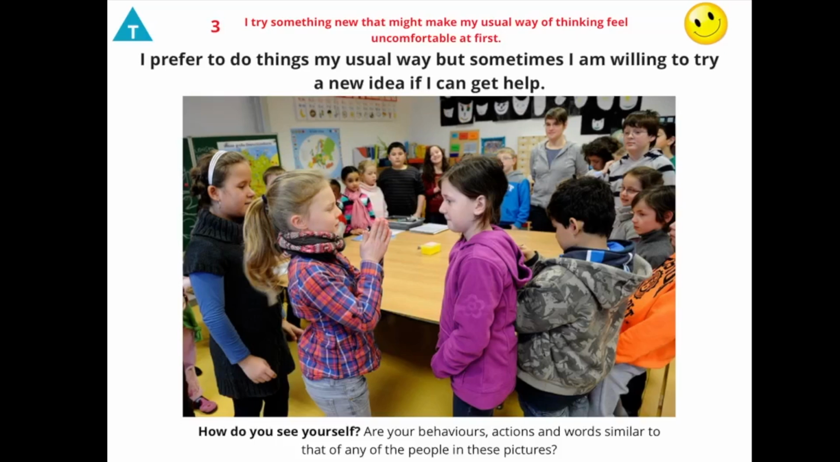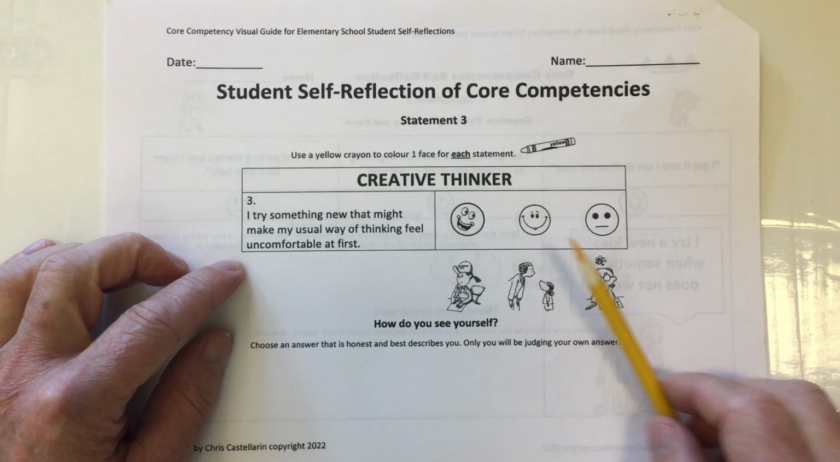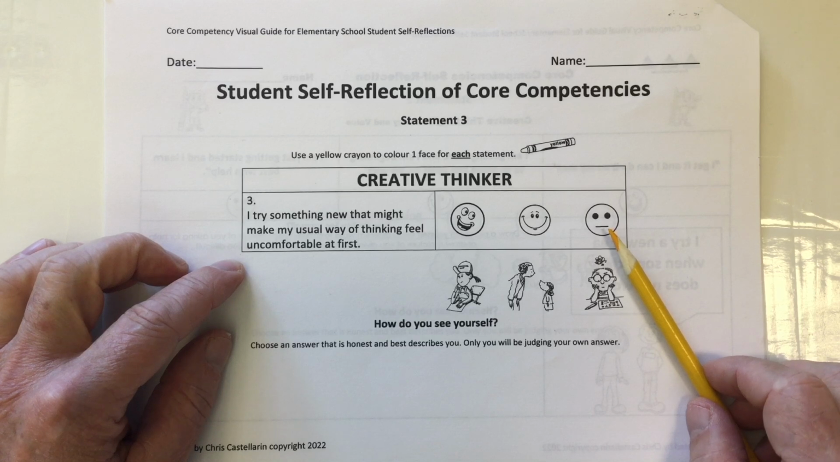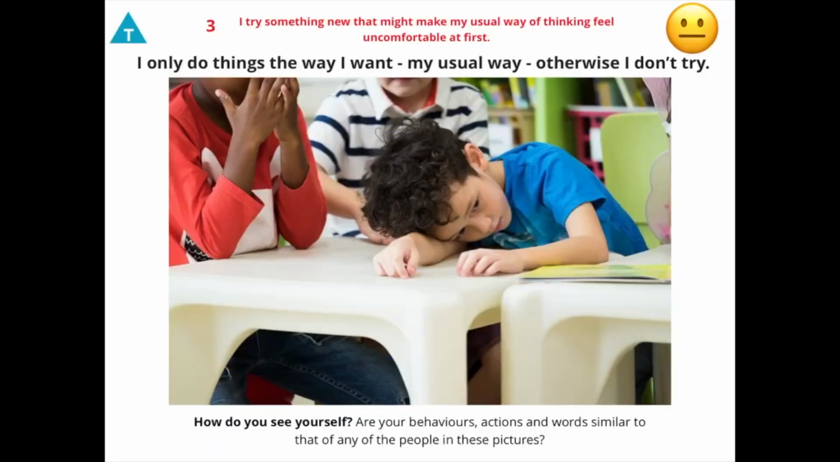Are your behaviors, actions, and words similar to that of any of the people in these pictures? Or am I somebody who just refuses to try anything new, too scared to try new things? I only do things the way I want, my usual way. Otherwise, I don't try. How do you see yourself? Are your behaviors, actions, and words similar to that of any of the people in these pictures?